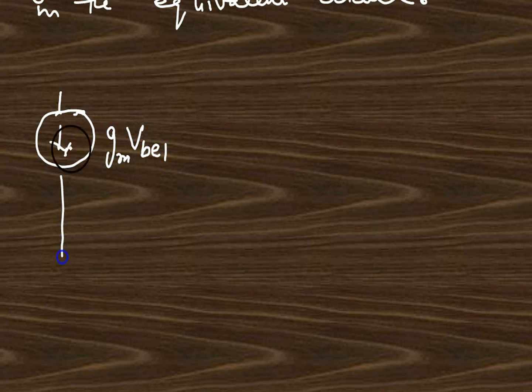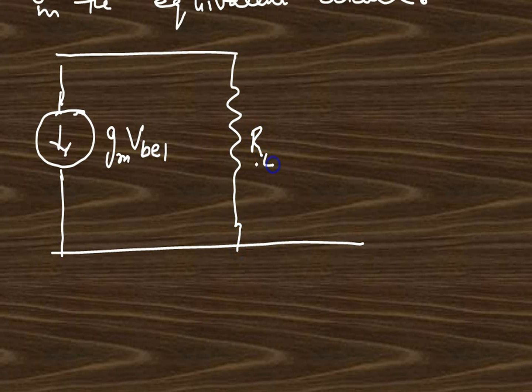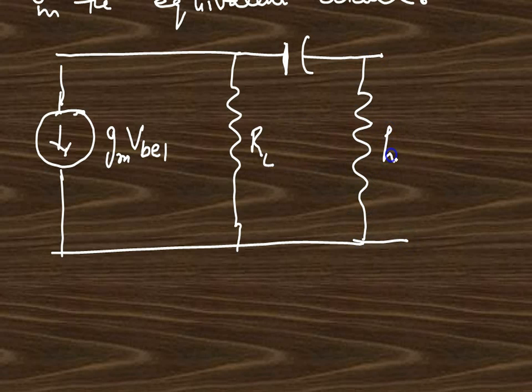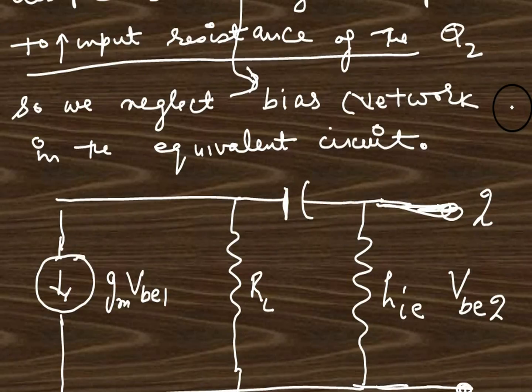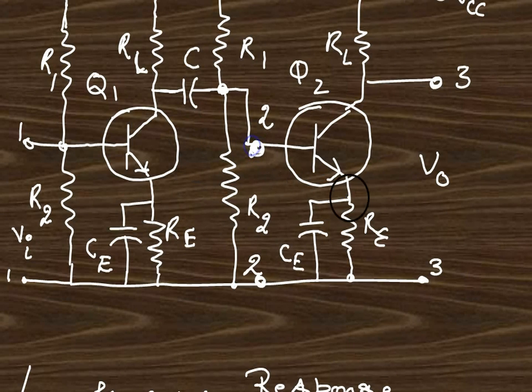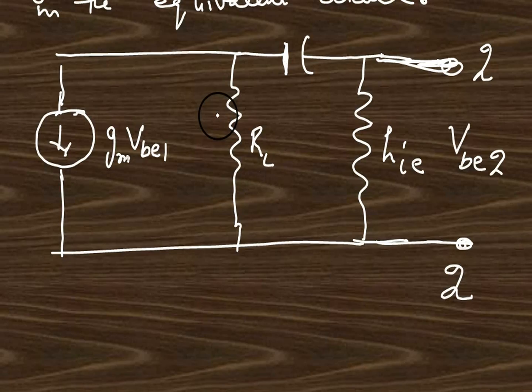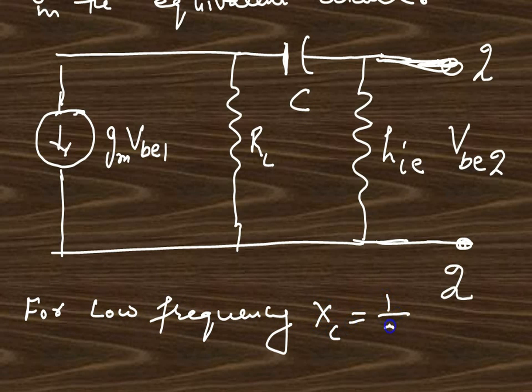This is a current generator GM VBE1. This is RL. This is the coupling capacitor. Now HIE of the second transistor. Here VBE2 is at port 2, at Q2, and VBE1 at Q1. Now there are two loops here. In one loop the current is GM into VBE1, in the other loop the current will be I2.